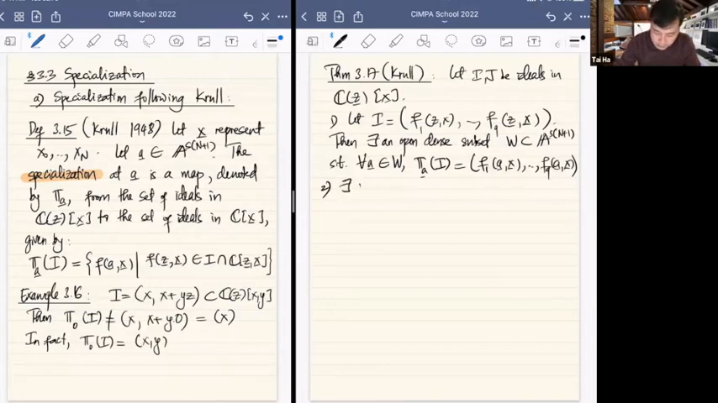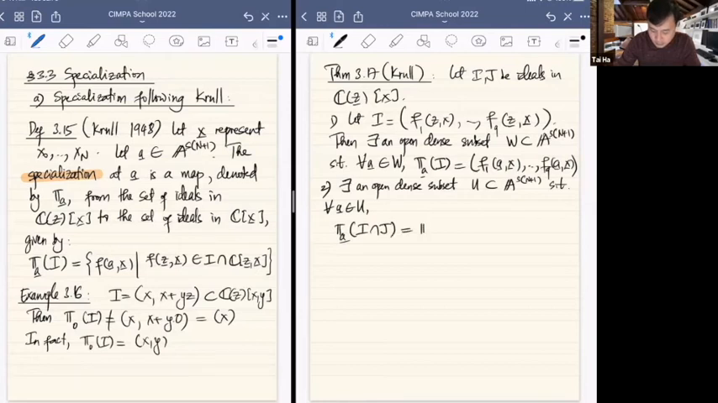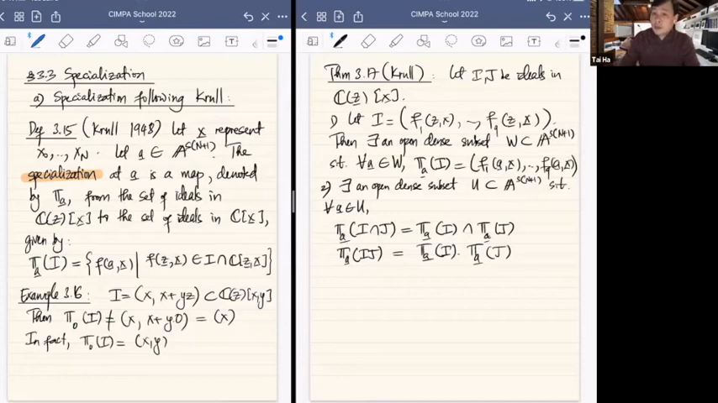So there exists an open dense subset U inside the parameter space, such that for all A inside U, if you specialize the intersection, it's the same as specializing each of them and then looking at the intersection. And if you specialize the product, it's the same way. And there are examples where it's not true to take U to be the whole space. So there will be values A where these equalities are not true.